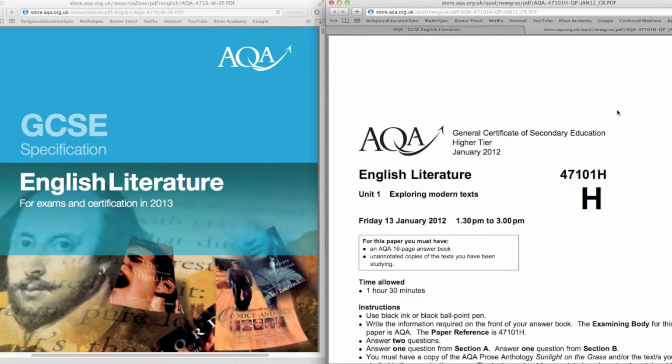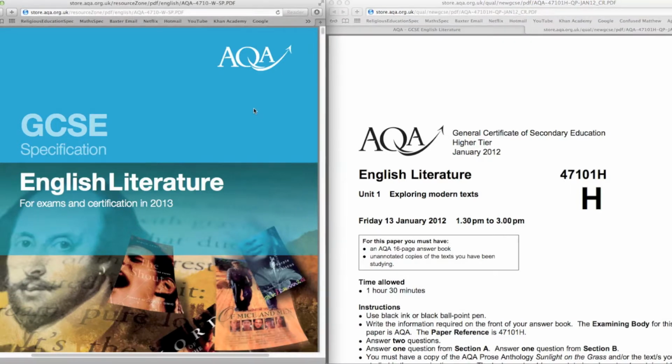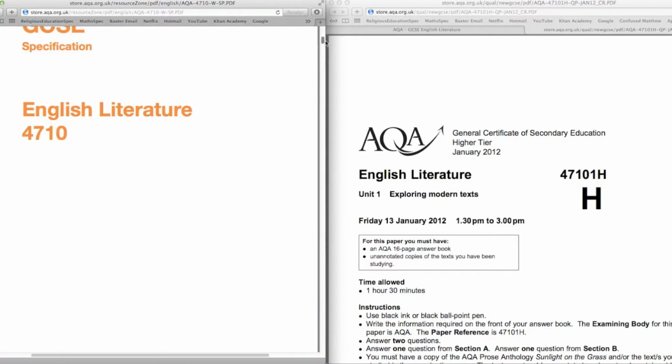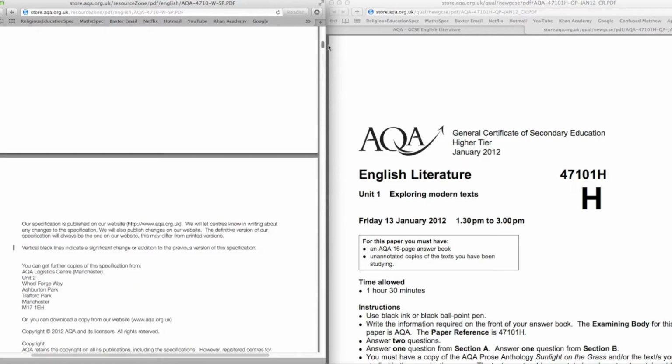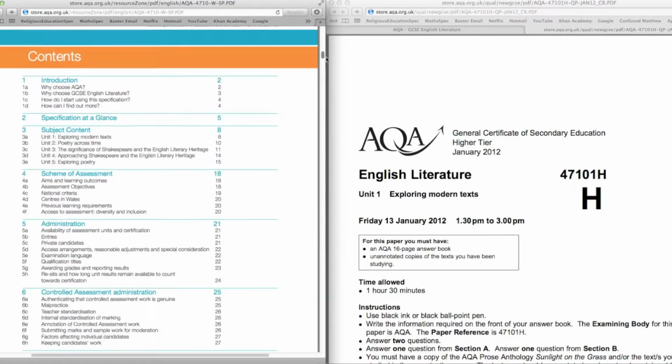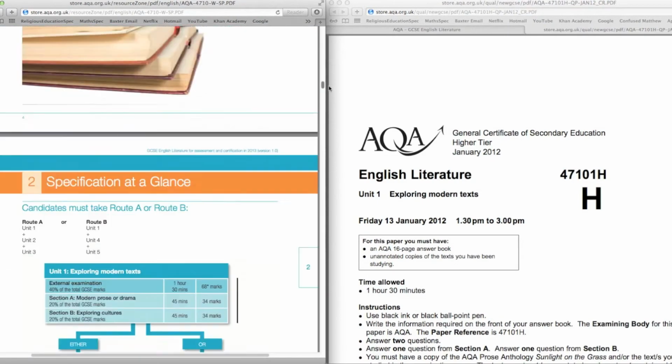Where I'll be going through this Unit 1 English Literature exam called Exploring Modern Texts. But before I go anywhere near this exam, I think it's very important to first look at the specification on the left-hand side, because there's something very important in here that I don't think is touched on enough in lessons, and there's very important information that could be very useful to anyone sitting the English Literature exam. So I'm going to scroll down and show you what I'm talking about.